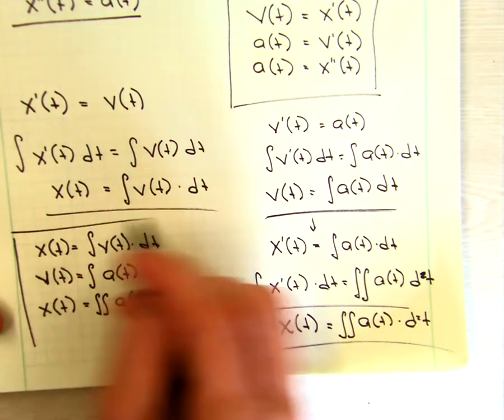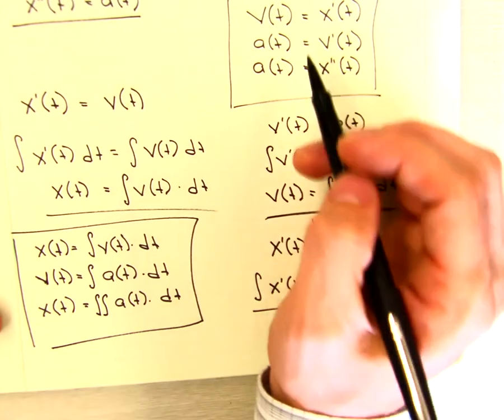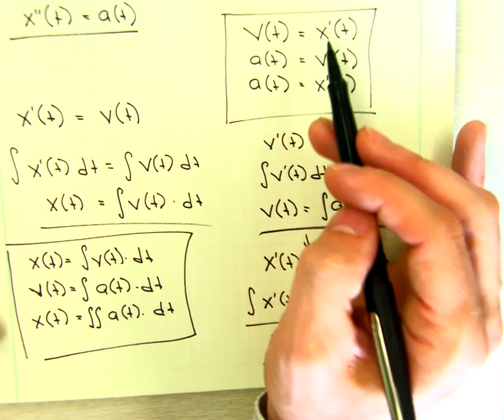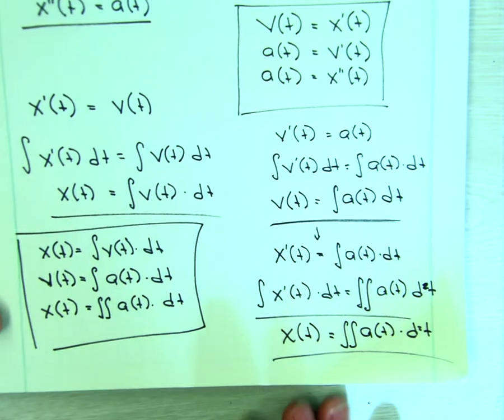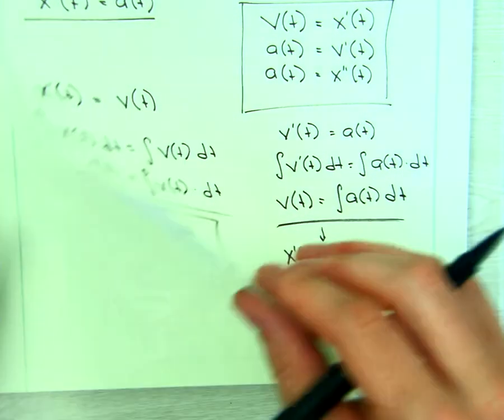Now, enough deriving for now, right? All you need to know is we figured this one out with derivatives. This is a relationship between these three things with derivatives. This is a relationship between these three things with integration. So let's jump into an example. When do we use this?